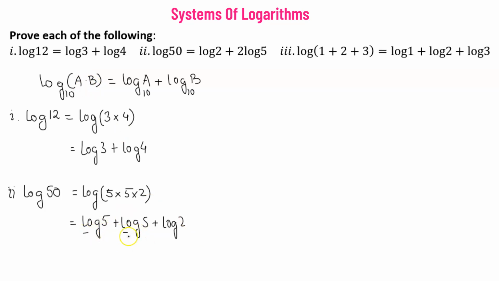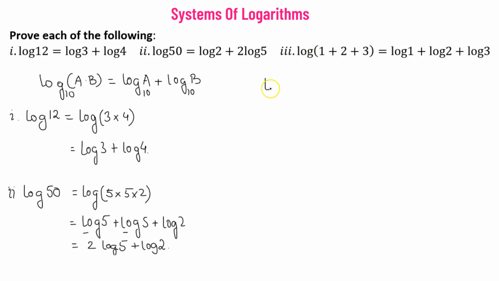Now, the first term and the second term are exactly the same. So this will be 2 times log of 5 plus log of 2. This proves the second one as well. Now let's move on to the third one. Third one is a very interesting problem.